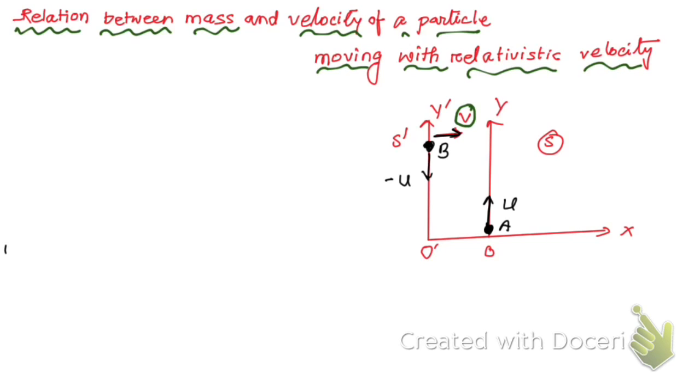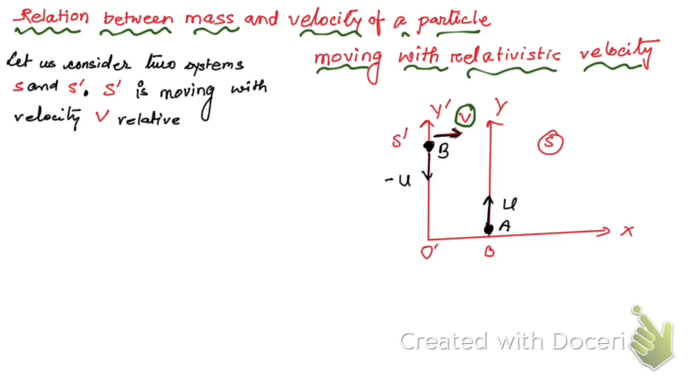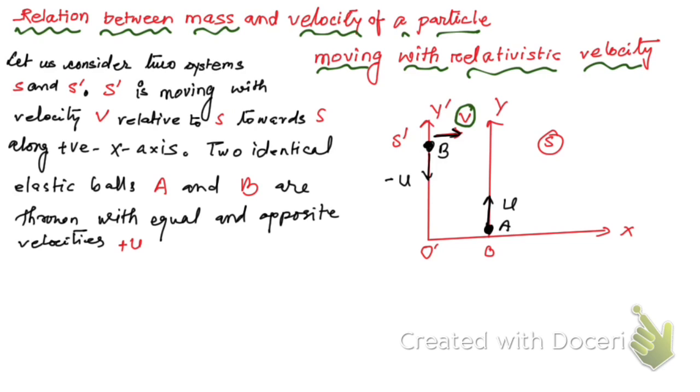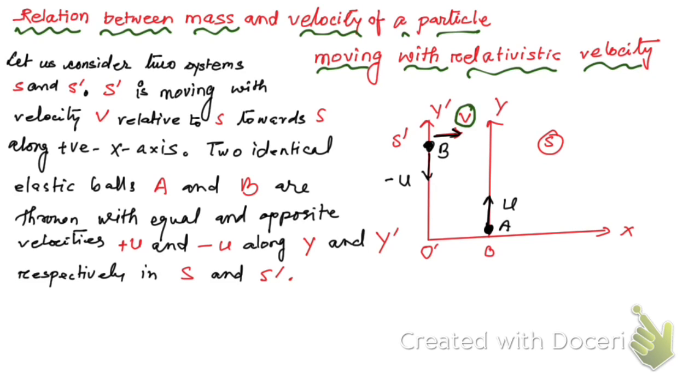Now let me write what I have considered here. Let us consider two systems, S and S dash. S dash is moving with velocity v relative to S along the positive x direction. Two identical elastic balls A and B are thrown with equal and opposite velocities, positive u and negative u, along Y and Y dash respectively in systems S and S dash.